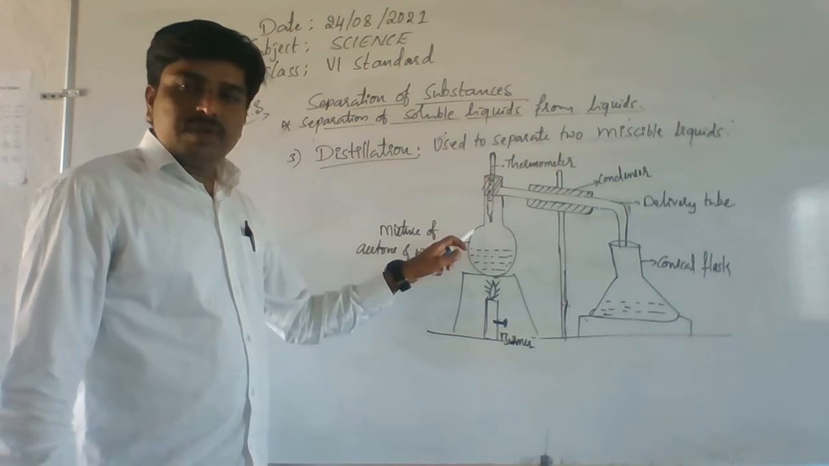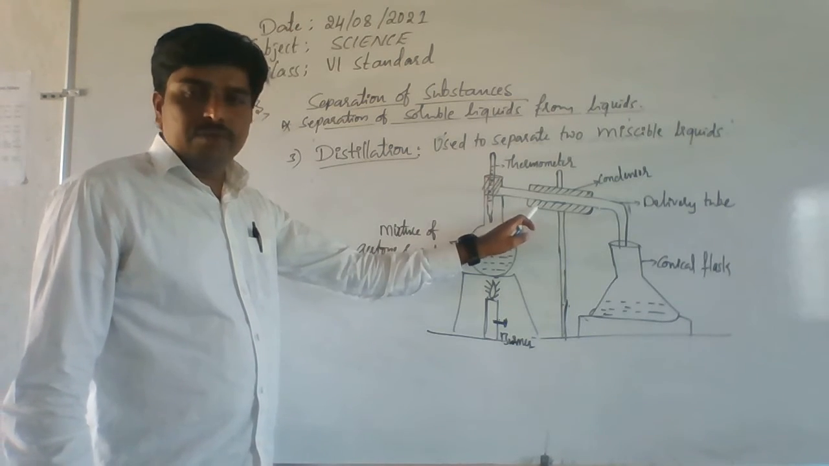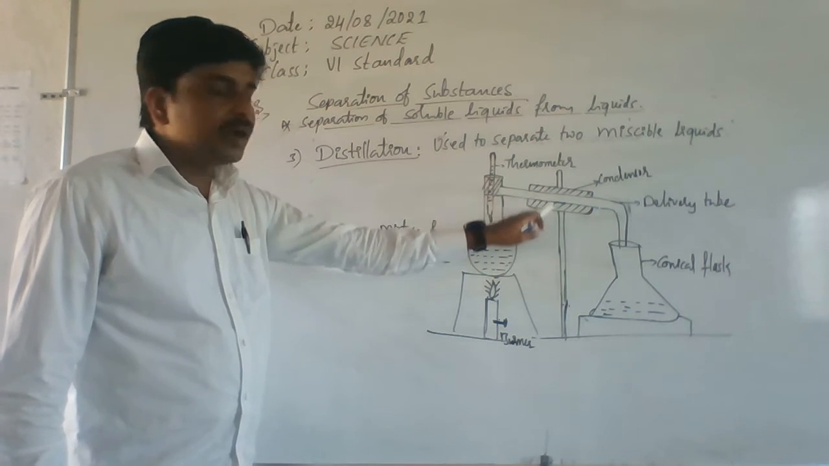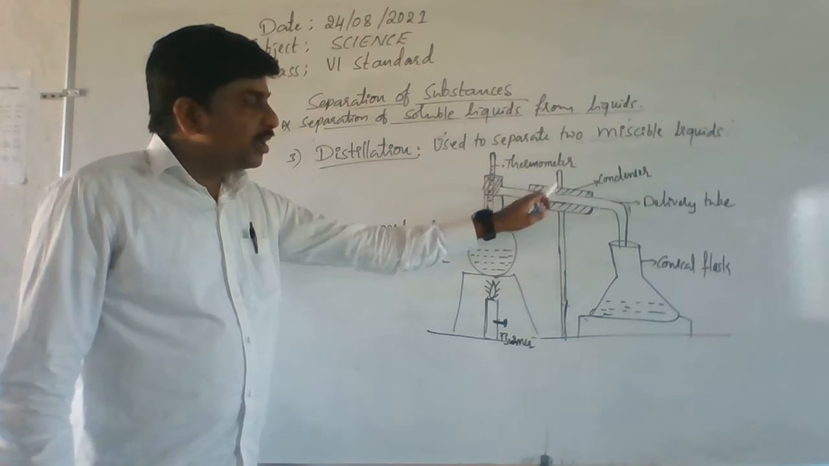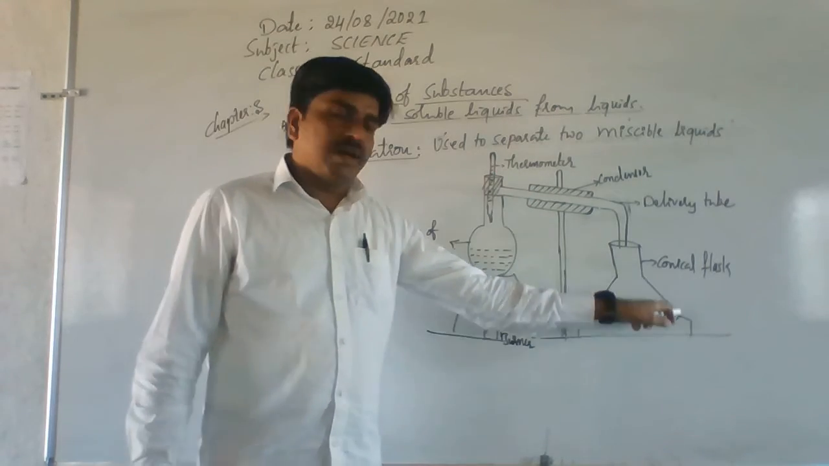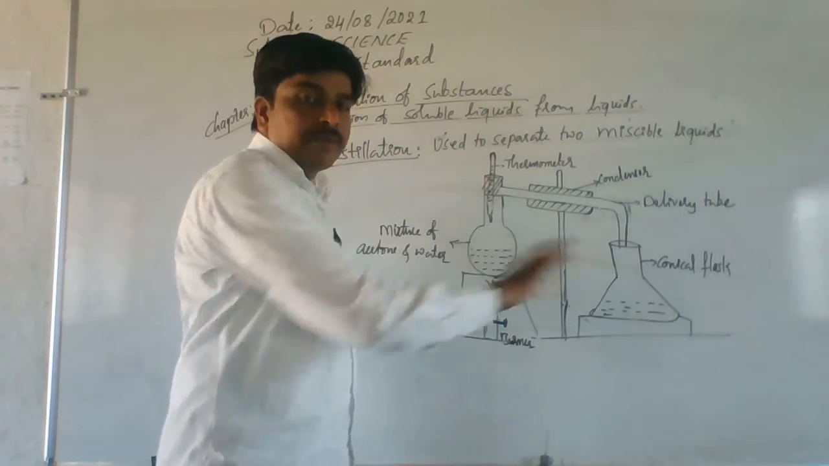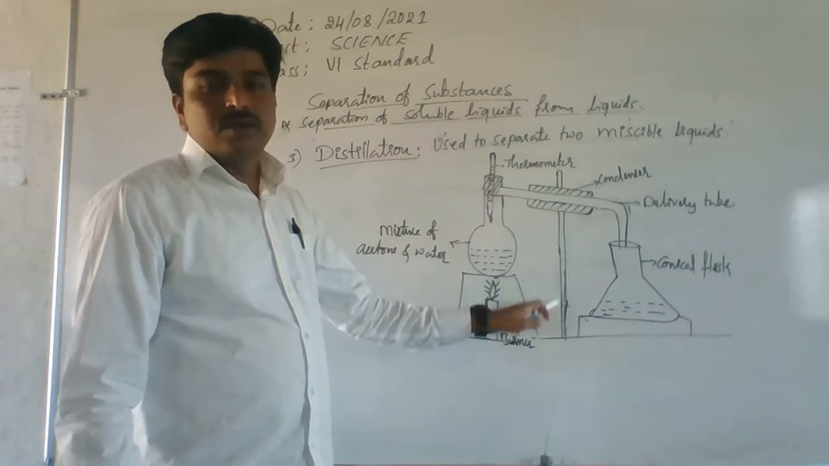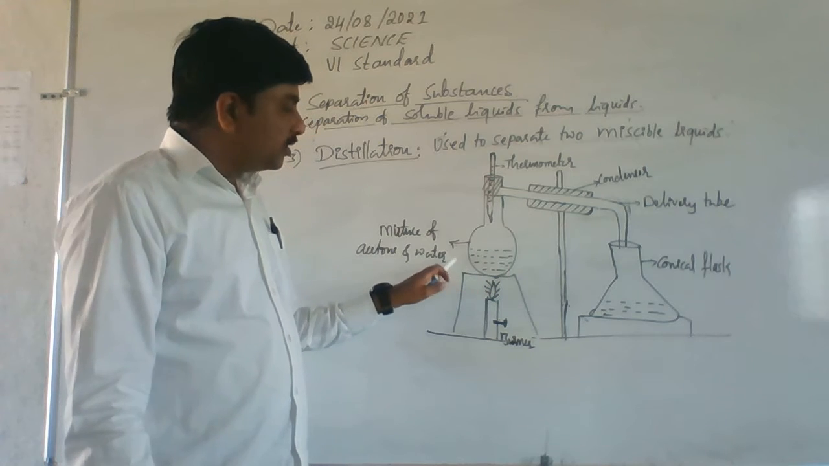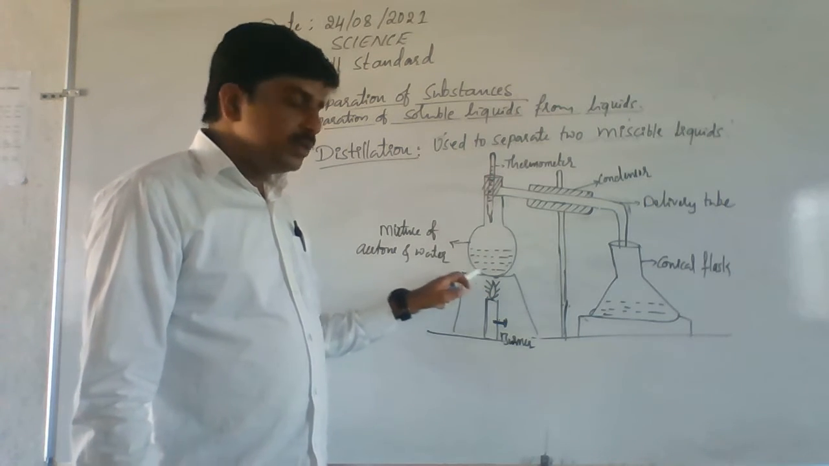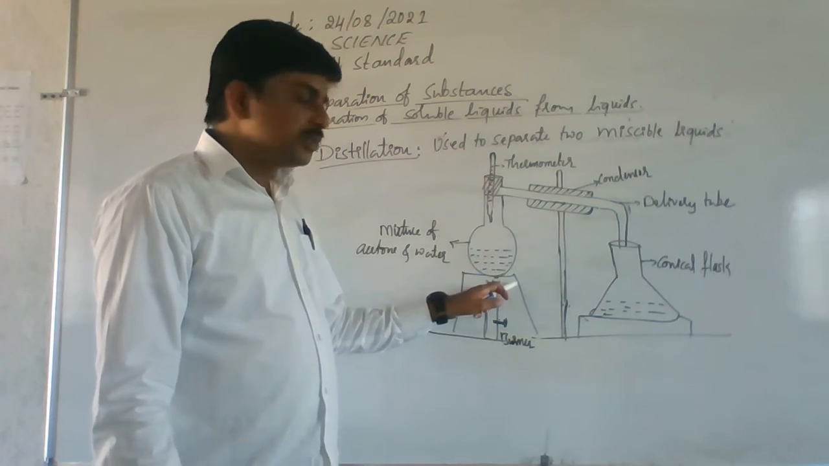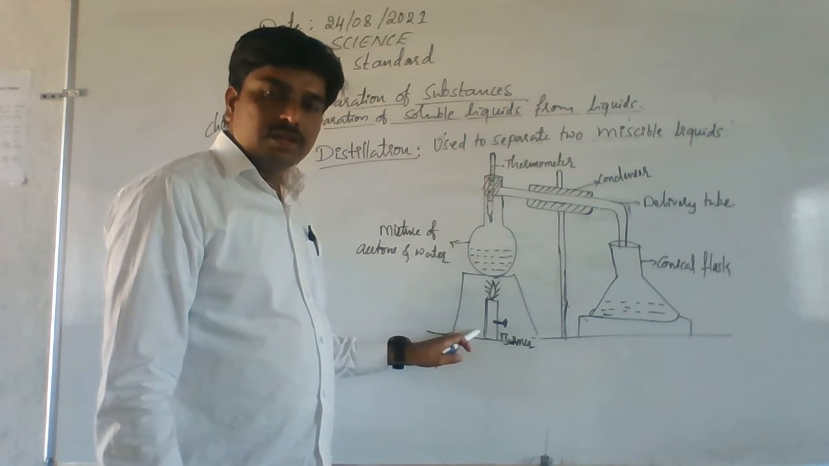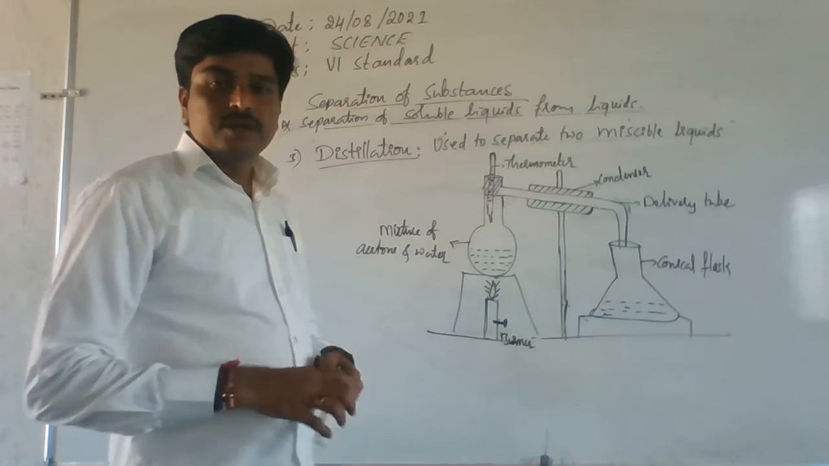This distillation flask is connected to a delivery tube. This delivery tube contains a condenser. And here a conical flask is there to collect another liquid. This condenser is fitted with a stand. Here the round bottom flask, the distillation flask, is placed on a tripod stand, and here a Bunsen burner is there to heat the mixture. Understand?